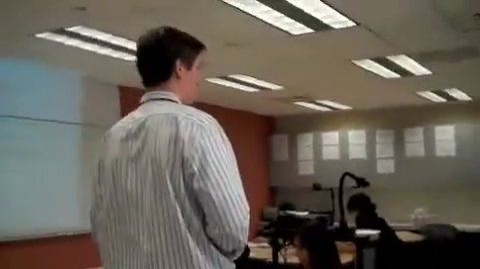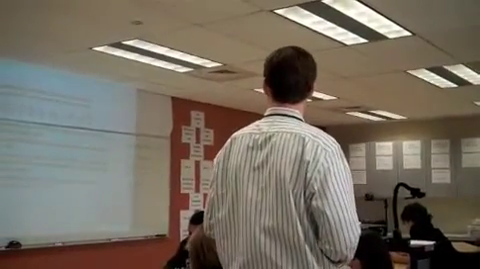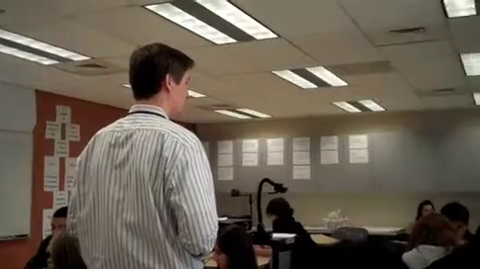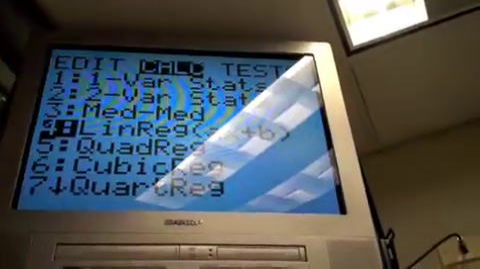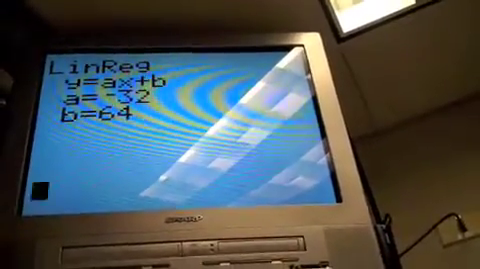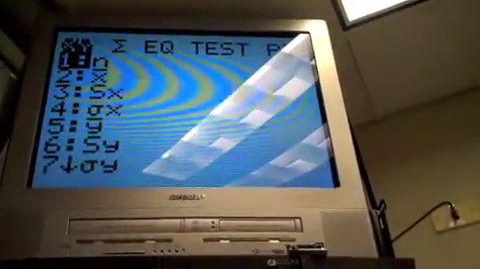Here's a graph of all those points. And you could do a linear regression off of these. If I did a linear regression, stat, calculate, number 4, linear regression this time, I get negative 32x plus 64. If I wanted to graph that, VARS, statistics, EQ.